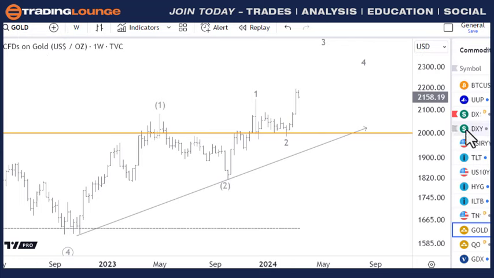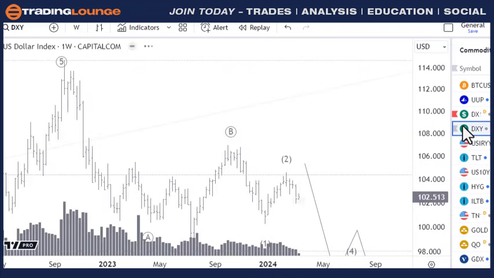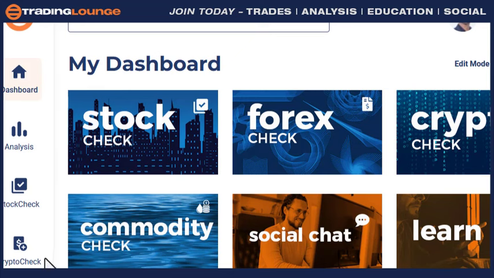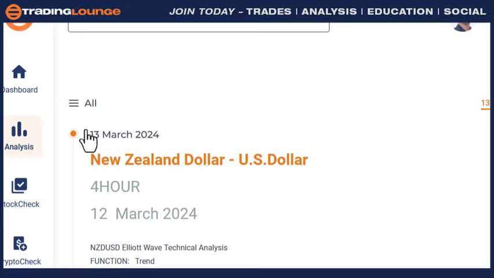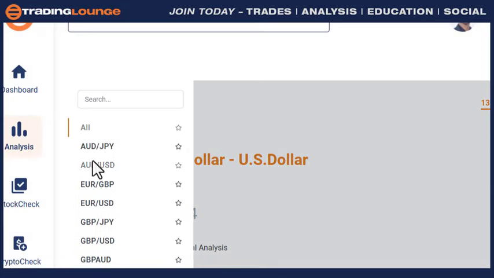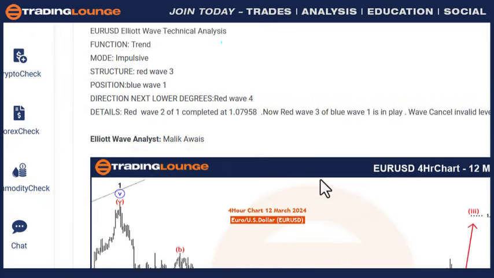On the flip side of the dollar, of course, we have the euro to the upside. So today I'm just going to use a few charts from our other analysts in the marketplace. Let's have a little look at the euro, because we've got long trades in the euro at the moment, as well as in other pairs. So we have been making a move into these markets.